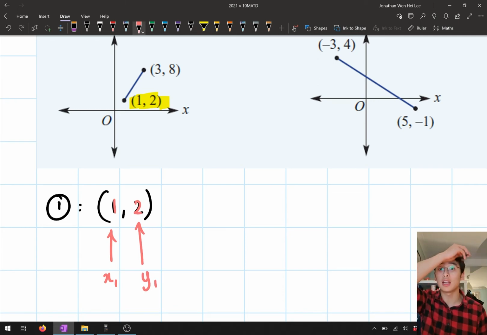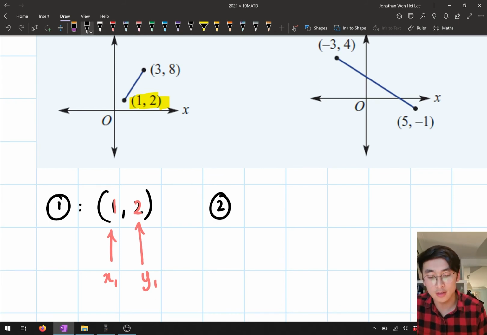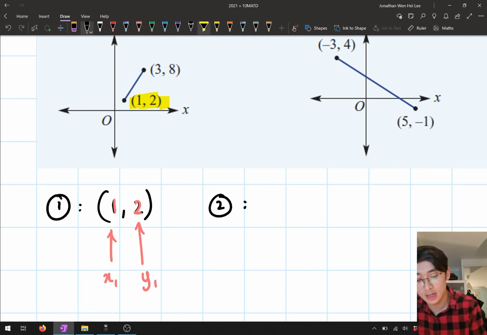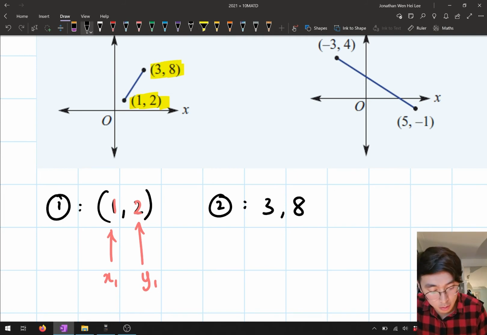Here I'm just labeling the coordinates. Because it's my first one, I put those ones at the bottom to tell me it's the x coordinate of my first point and the y coordinate of my first point. Okay, so that's the first part. The second thing is to do the same thing with my second coordinate, the one on the right. Here the second coordinate is going to be 3, 8.